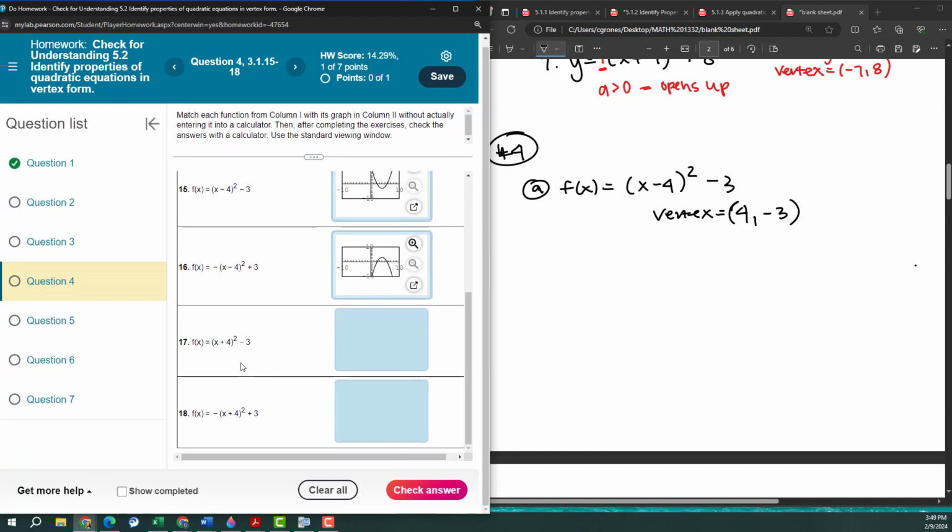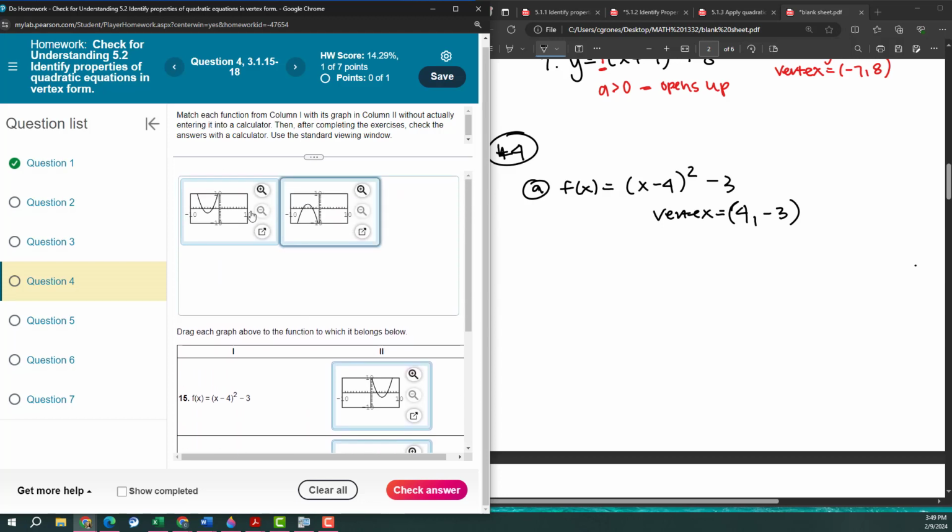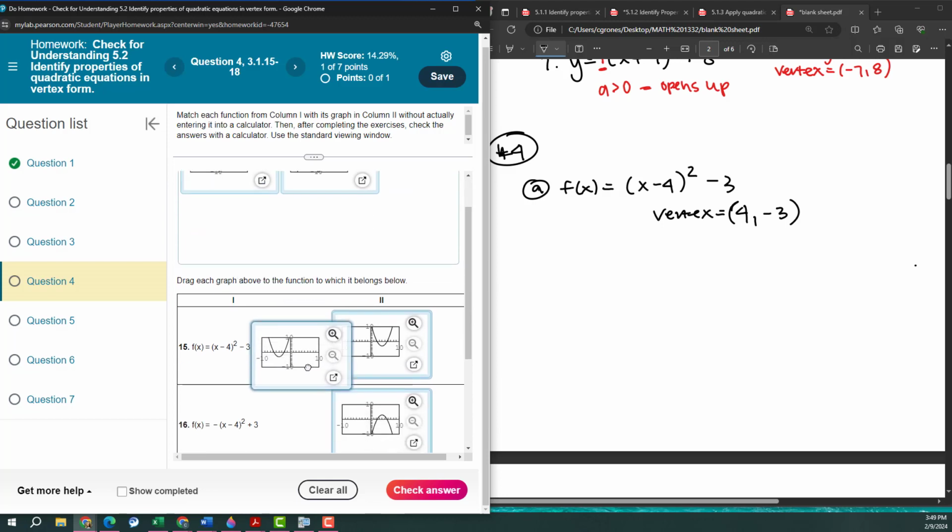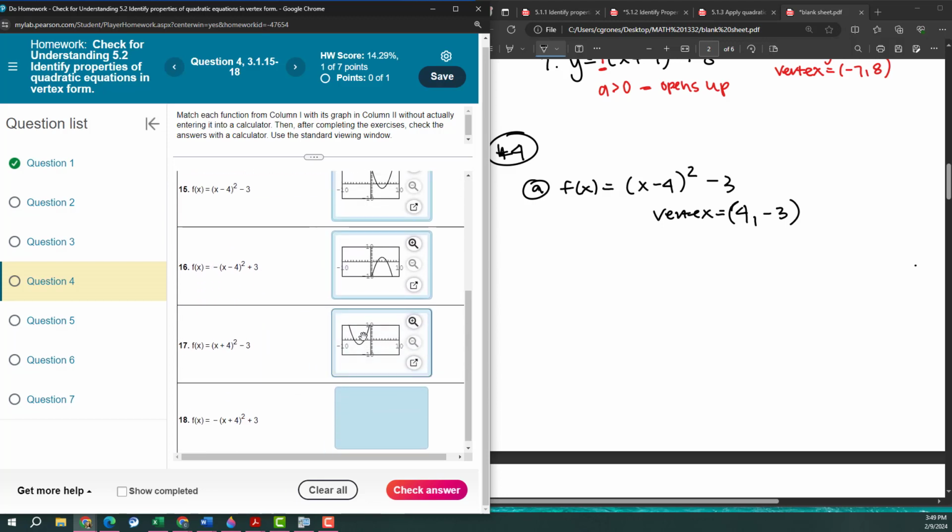Okay, the next two are going to be -4 because we have a positive, and remember it has to be minus h. And then, so it looks like 17 is going to be a positive A, so it's opening up, and the other one is negative, so it's opening down. So I'm going to get this one first. It is opening up, and our vertex is -4, -3.